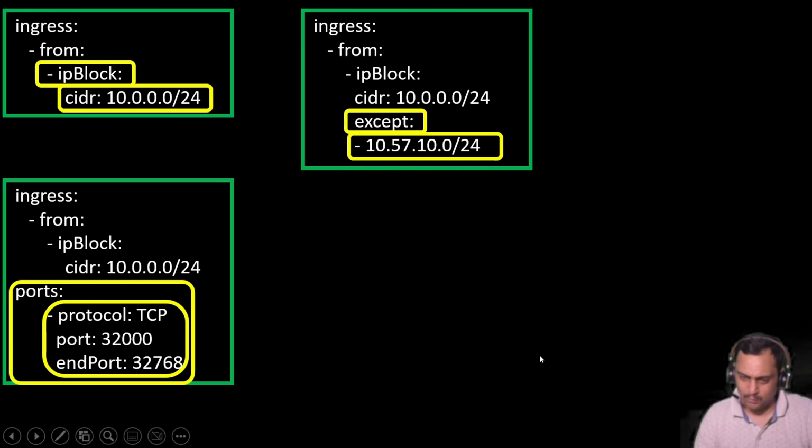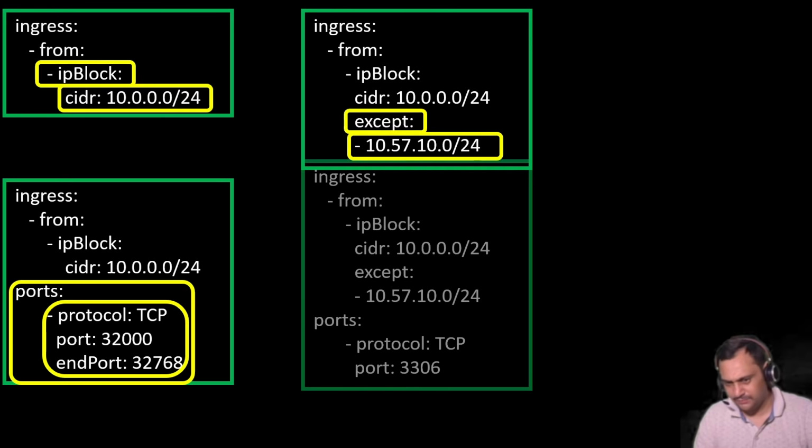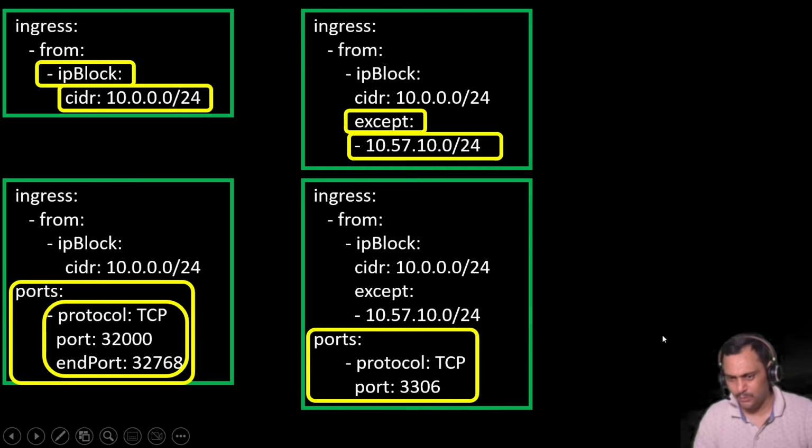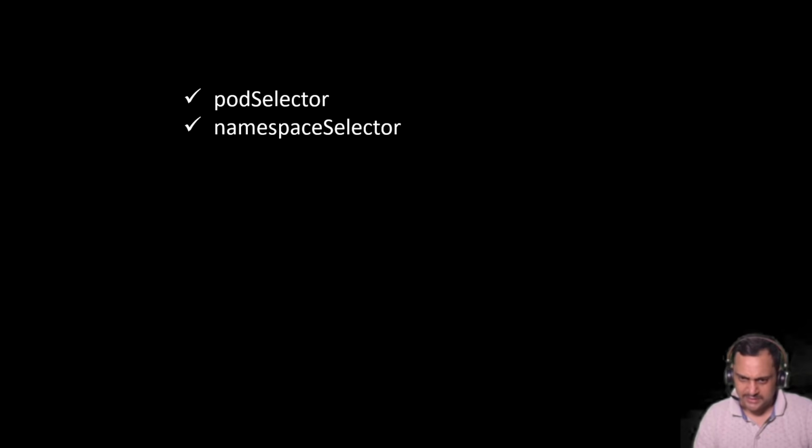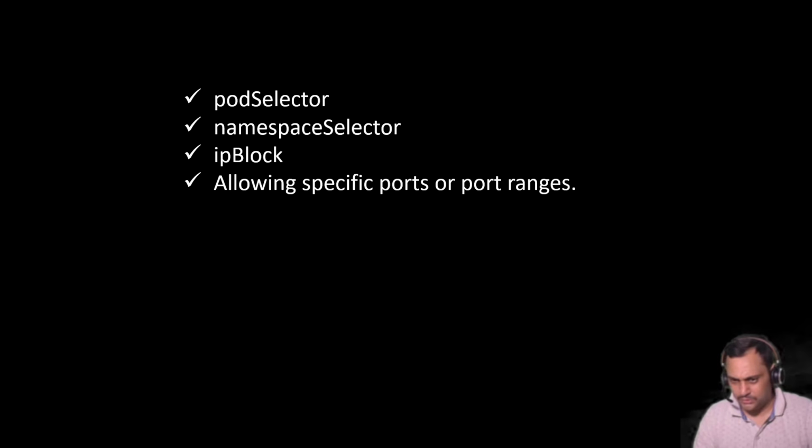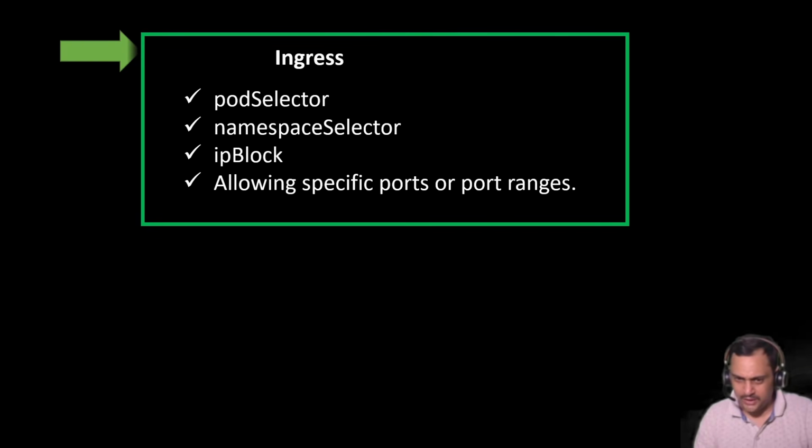If we want to allow only one specific port, we have this ingress with only one port. It means that from these IPs except this, if requests are coming on port 3306, the incoming traffic will be allowed only. Now it is very easy for us. We have completed pod selector, namespace selector, and IP block, allowing traffic to a specific port or range of ports. This is all we did for ingress.